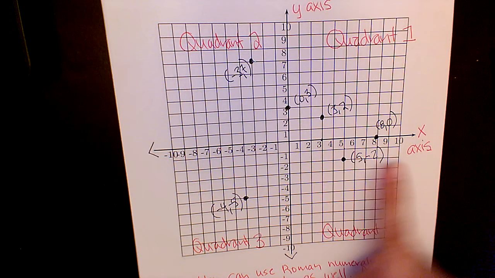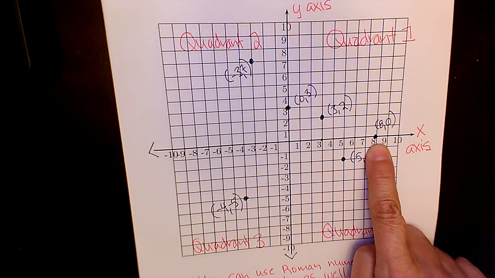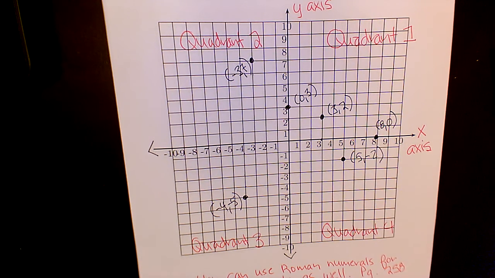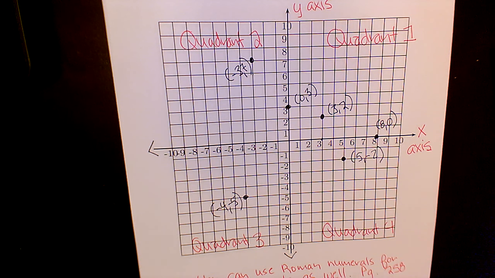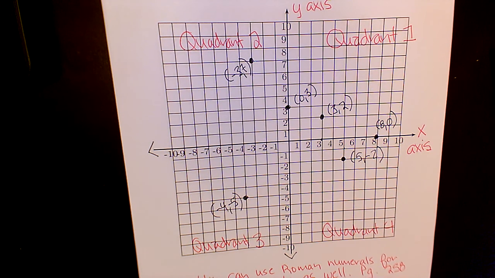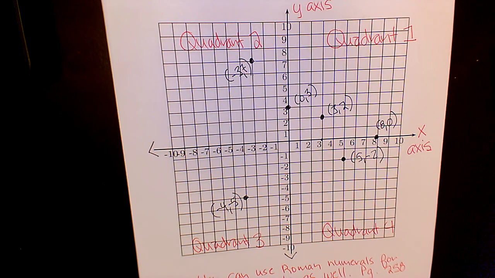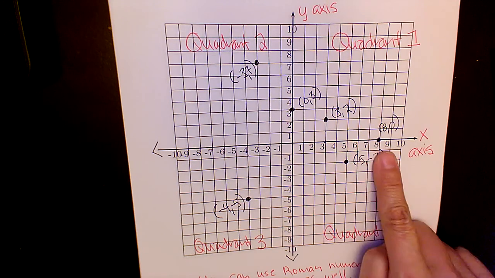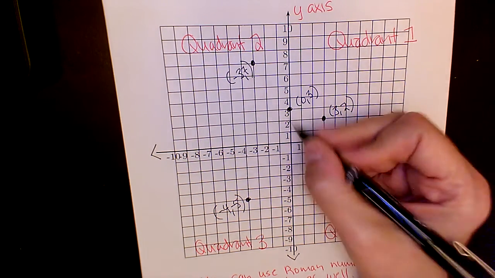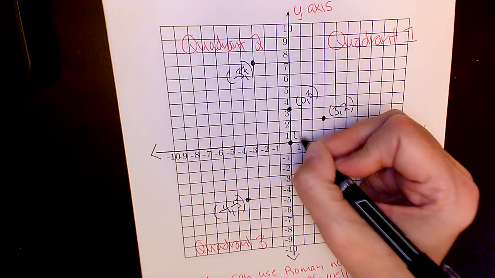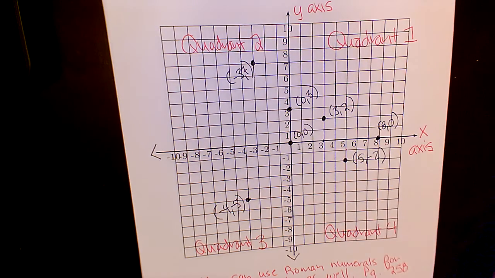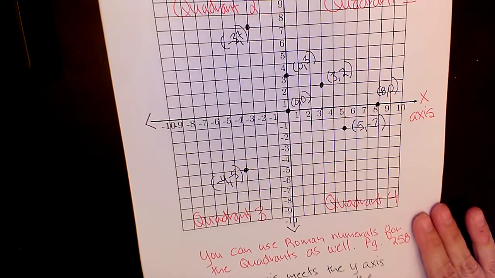Now the one thing I needed to say was that the point (8, 0) and the point (0, 3), since they're laying both on an axis, they're not considered to be in any quadrant. Okay? So I did a point in each quadrant, and I did a point on the y-axis, and I did a point on the x-axis. And of course this point right here is (0, 0), and that's always our origin or where we start.